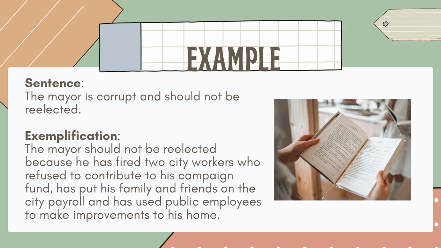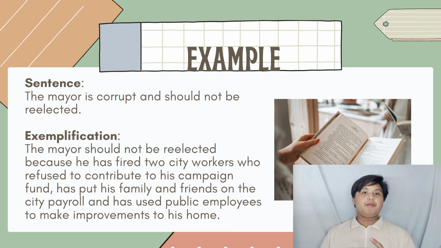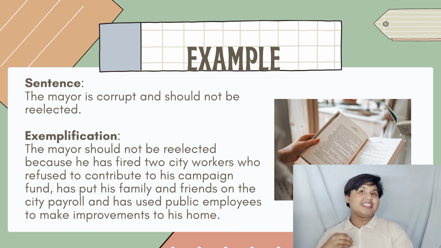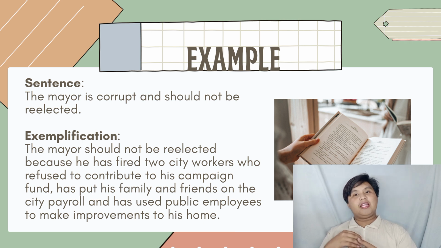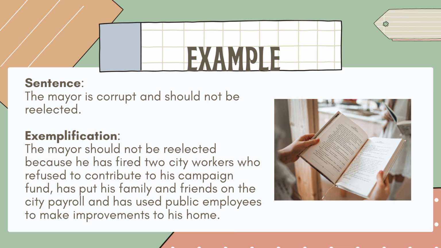While in exemplification: the mayor should not be re-elected because he has fired 2 city workers who refused to contribute to his campaign fund, has put his family and friends on the city payroll, and has used public employees to make improvements to his homes. From the example given, we have a general sentence. But when we use exemplification, it becomes more specific and direct by providing evidence and examples.